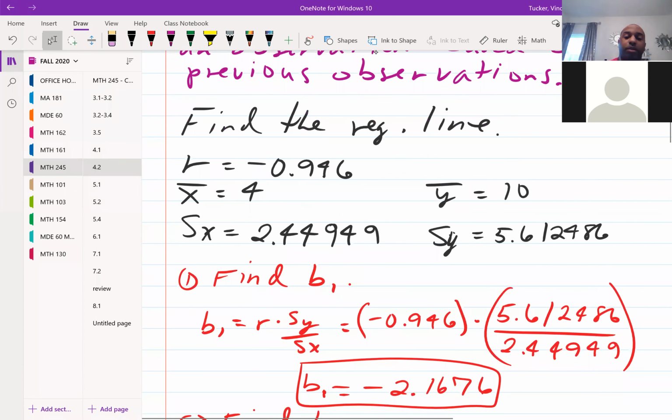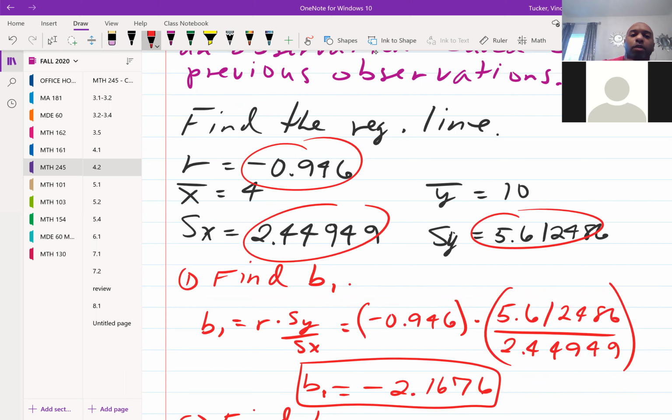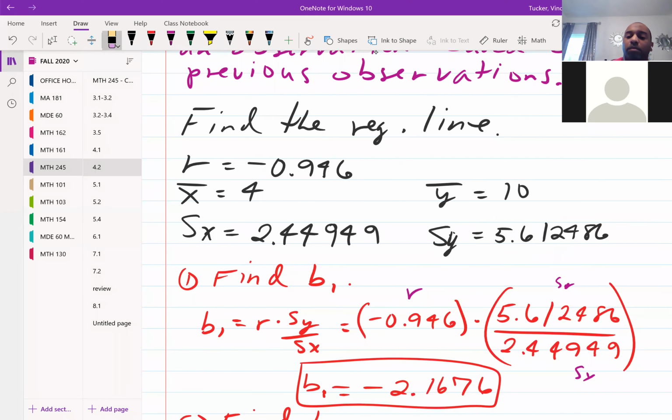All right, so our first step is to find B1. Notice what we need is R, S sub Y, and S sub X. And that's what we get right here, R, S sub Y, and S sub X. And we plug them into the formula. This is R, this is S sub Y, this is S sub X. And put that in the calculator, you should get negative 2.1676.